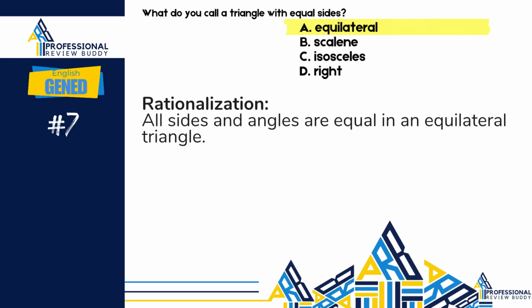What do you call a triangle with equal sides? Rationalization: all sides and angles are equal in an equilateral triangle.